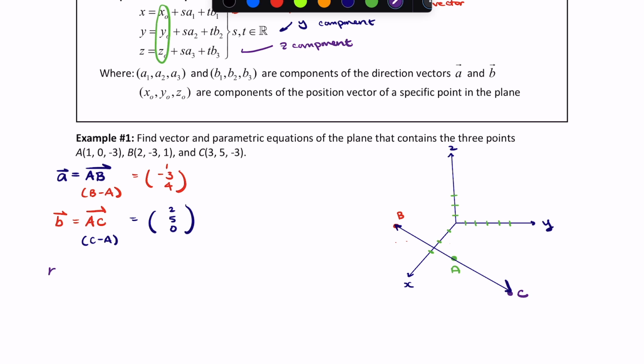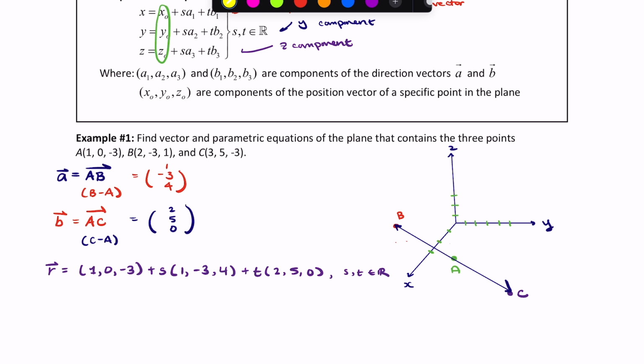And so here, position vector r will be equal to our point, so we have (1, 0, -3), plus s times our vector a, which is (1, -3, 4), plus t times our vector b, which is (2, 5, 0). And again, here s and t are elements of the real numbers.